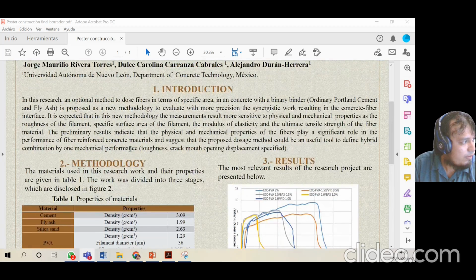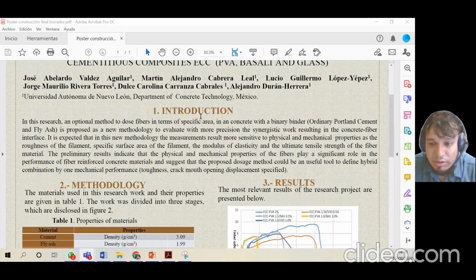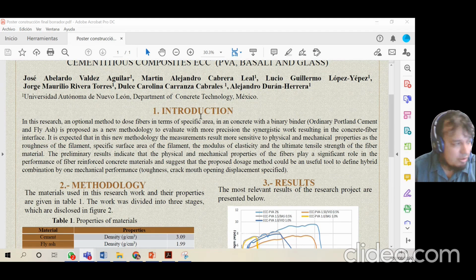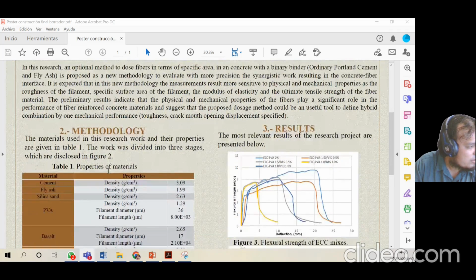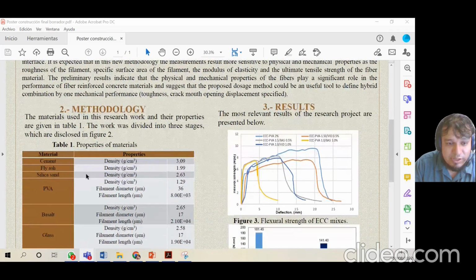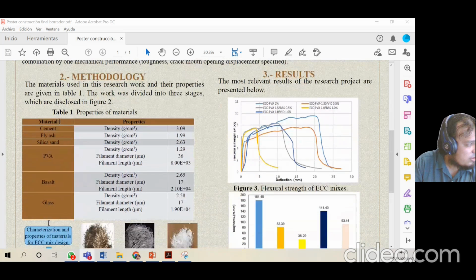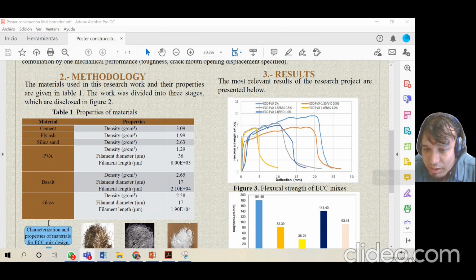In section one, you can see the introduction part where we talk a little bit about the whole project, and in section two, methodology, you can see the properties of the raw materials, density of cement, density of fly ash, density of silica sand, and the properties of each fiber: polyvinyl alcohol, basalt, and glass.